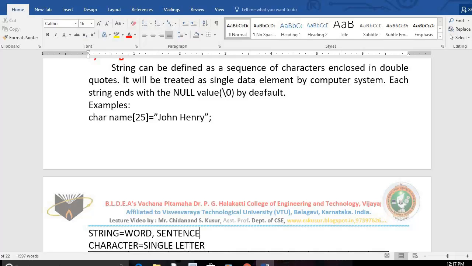Strings we write in double quotes. This is called double quotes, you need to know how to pronounce it. Single characters we write in single quotes. This is called single quote. This is a character constant, and this is a string constant. In the computer's memory, A as well as a null value will be stored for the string. But in the character case, only the letter A will be stored.